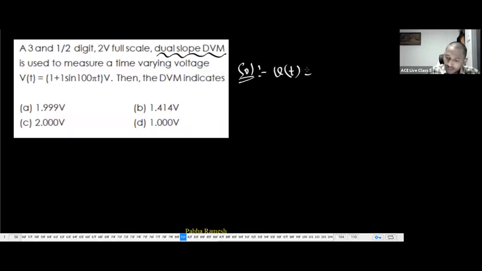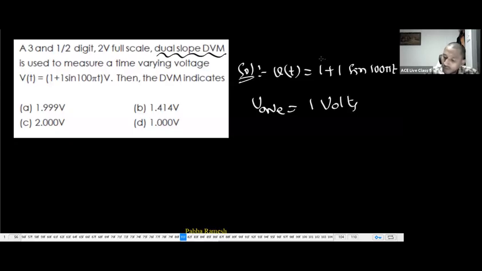V of t is equal to 1 plus 1 sine 100 pi t. So what is the V average? V average is 1 volt only. Why? Whatever the constant value is, that is the V average. Simple mathematics, network theory, basic point. But it is a 3.5 digit device. No, 1 volt will be represented like this.